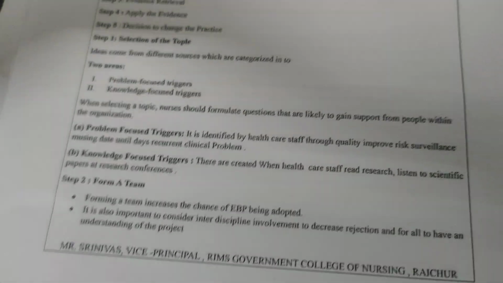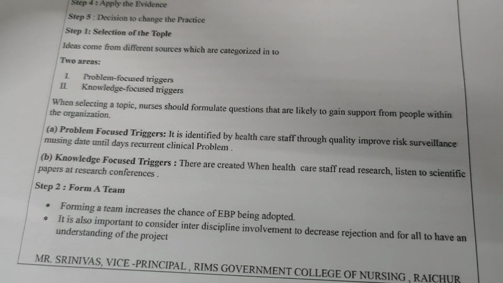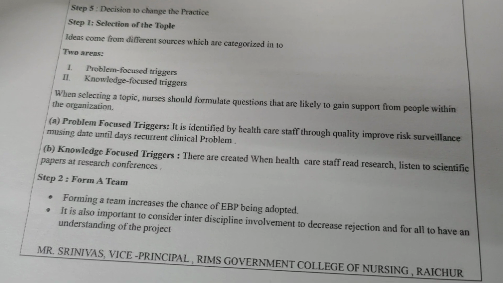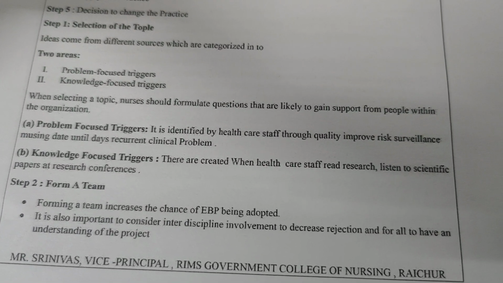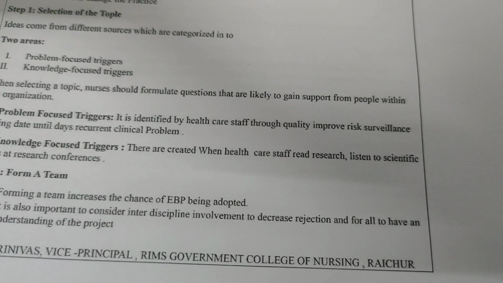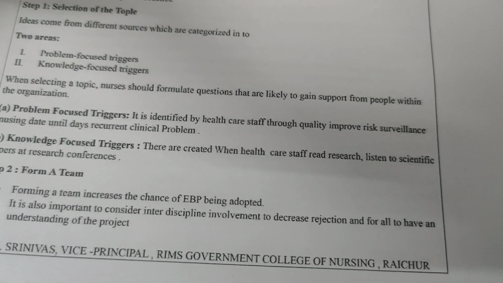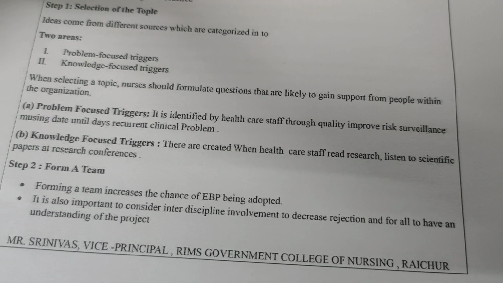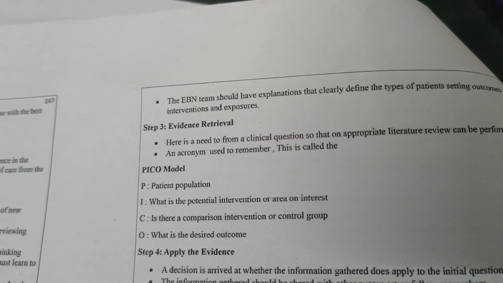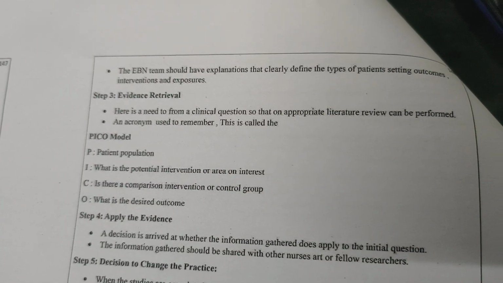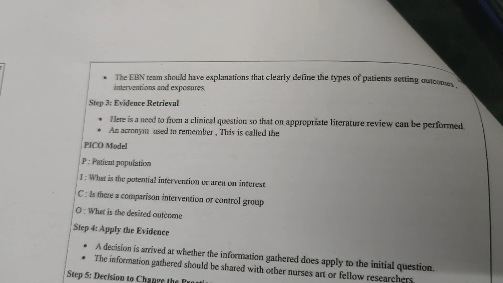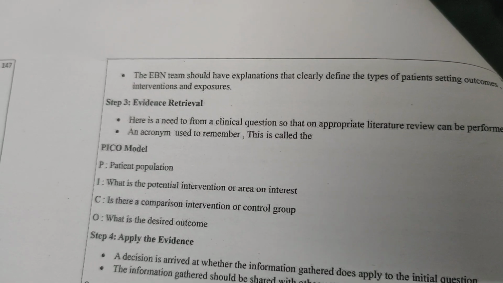For step 2, form a team. Forming a team increases the chance of EBP being adopted. It is also important to consider interdisciplinary involvement to decrease rejection and for all to have an understanding of the project. Next, the EBN team should have an explanation that clearly defines the types of patient setting, outcomes, interventions, and exposure.